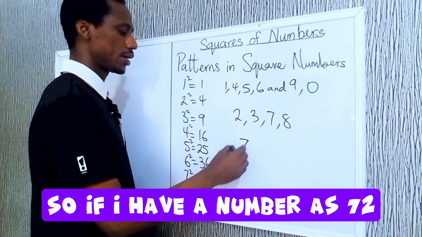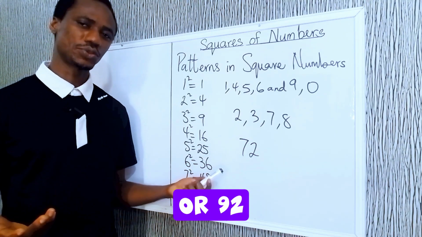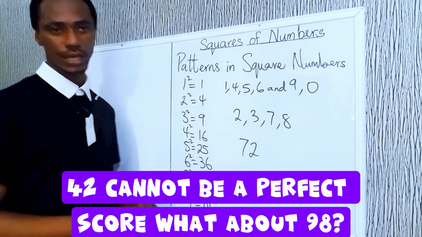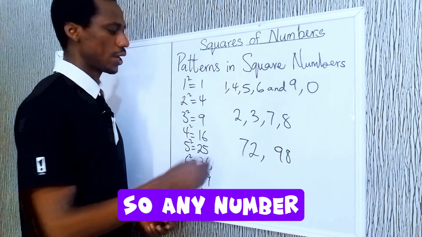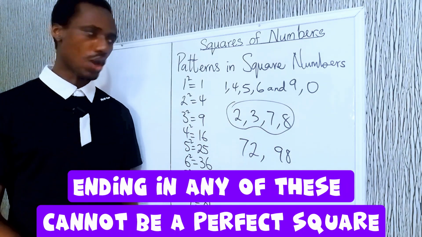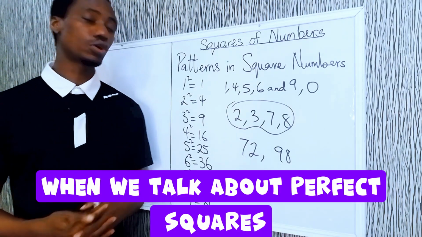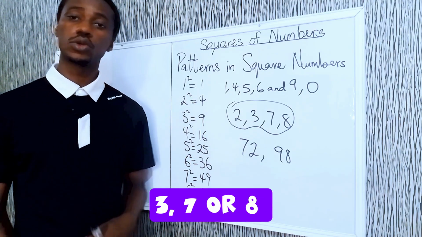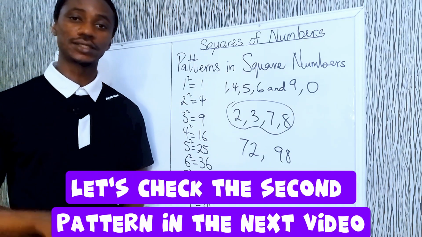So if I have a number as 72, can this be a perfect square? Or 52 or 92 or 12 or 32, 42? Cannot be a perfect square. What about 98? So any number ending in any of these cannot be a perfect square. So that's the first pattern I want to show you, and you should take note of it. I hope it's taken. Let's check the second pattern in the next video.